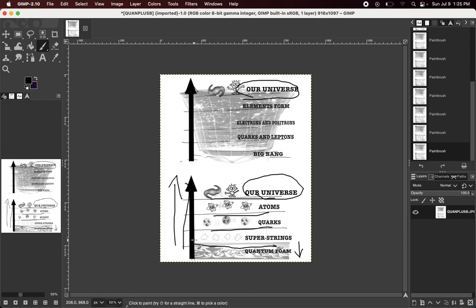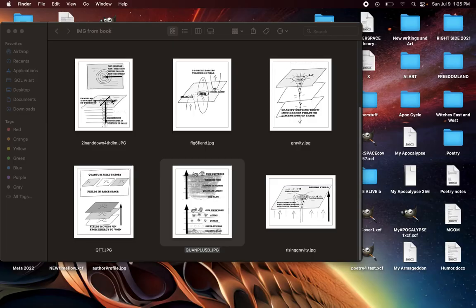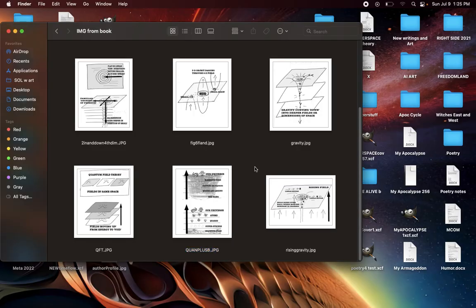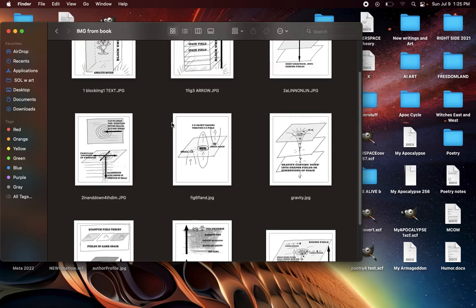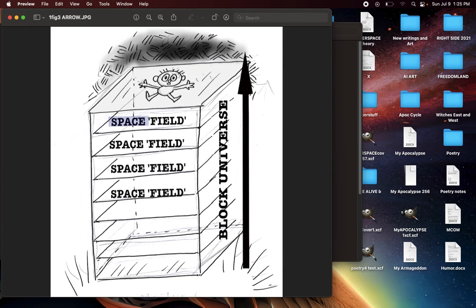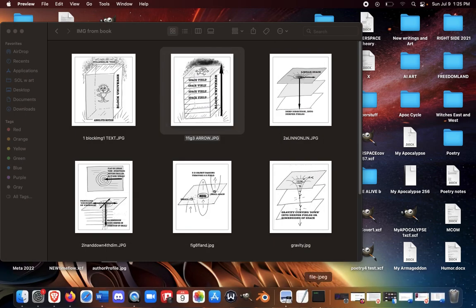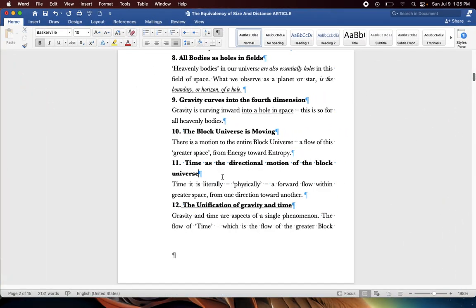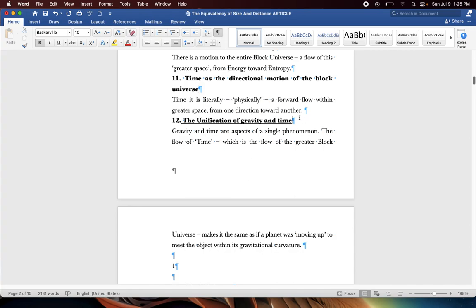So that's hard to wrap your mind around, but when you do comprehend this, you can understand that this motion, this overall motion through the greater block universe, is what we think of as time. Time is the directional motion of the block universe. So I don't want to go over this too much. I think it stands on its own once it's understood.